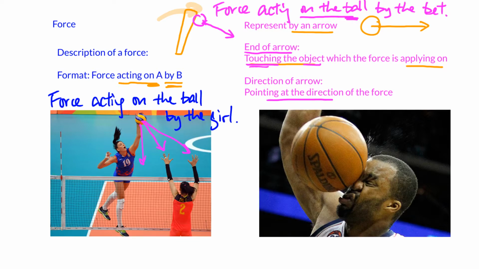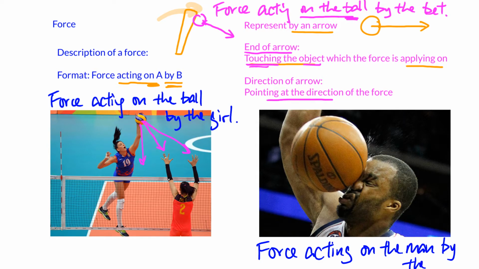In the other one, you can see a ball is hitting the face of a man. So you may say that there is a force adding on the man by the ball. If you write like this, that means there is a force adding on the man, so the end of the arrow has to be touching the man. If you imagine the ball is hitting the guy, in which direction is the guy moved? Of course, he should fall back.